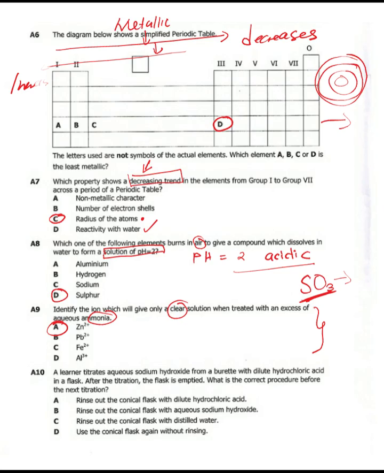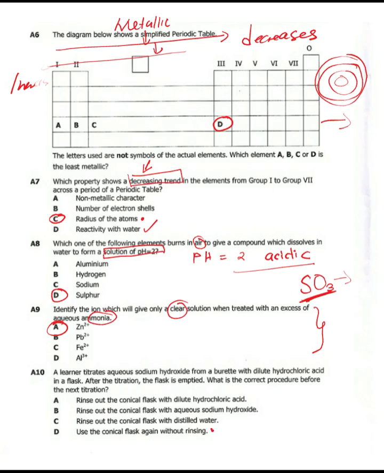A. Rinse out the conical flask with dilute hydrochloric acid. You don't have to wash a flask with a chemical like an acid or a base. So A is completely out. B. Rinse out the conical flask with aqueous sodium hydroxide. I'm just saying you don't do that with bases or acids, because sodium hydroxide is a base, or to be specific, an alkaline solution. C. Rinse out the conical flask with distilled water. D. Use the conical flask again without rinsing.